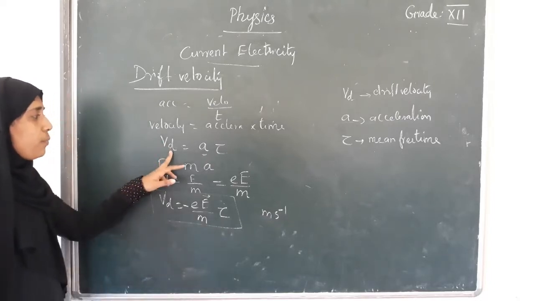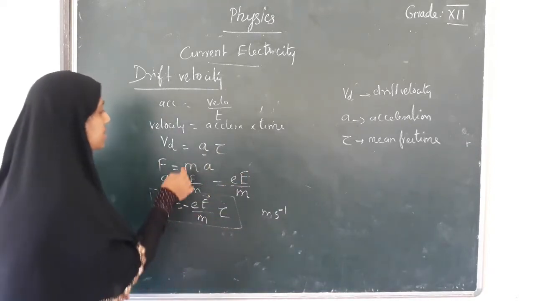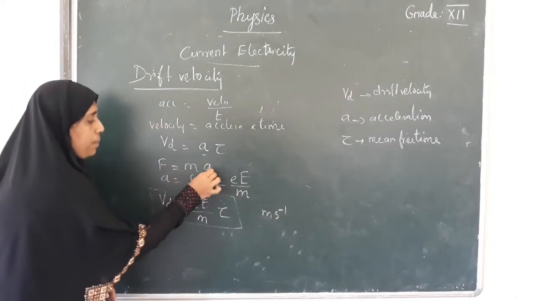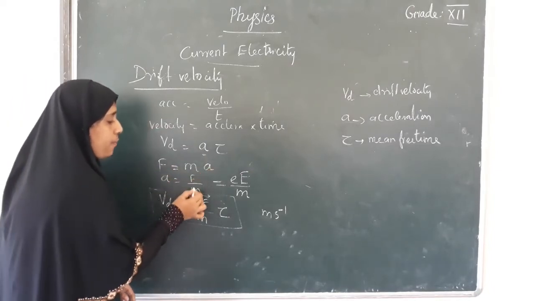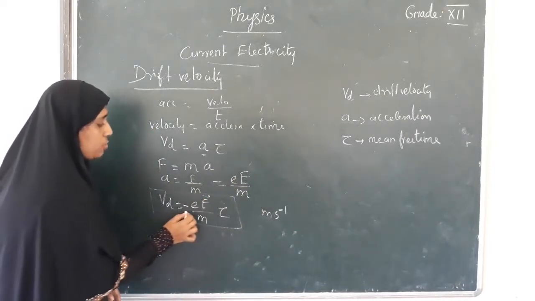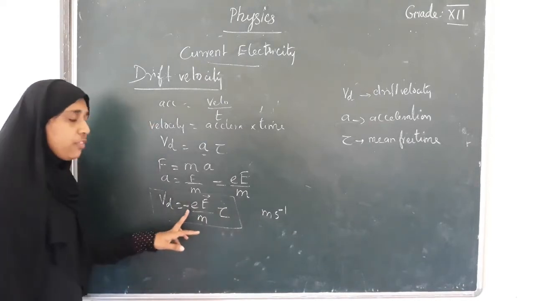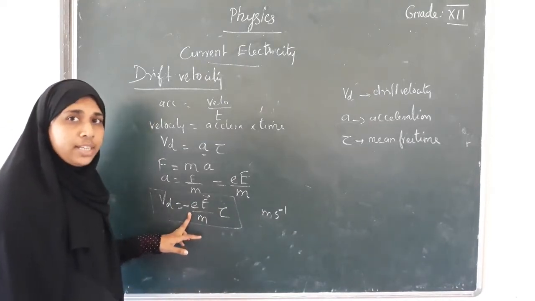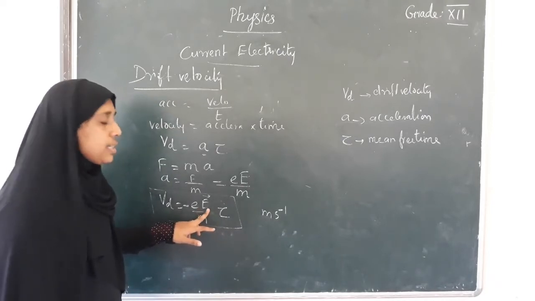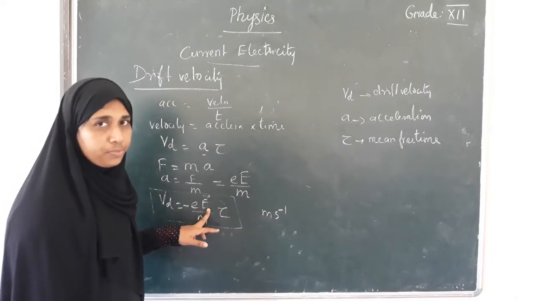So it can be derived from Vd is equal to acceleration into mean free time. Substituting the value of a, force is equal to ma, so a is equal to F by m, where force is electric force, so eE by m. So we can write Vd is equal to minus eE by m into tau. The minus sign shows the electrons drift towards the positive terminal, opposite to the direction of the electric field.